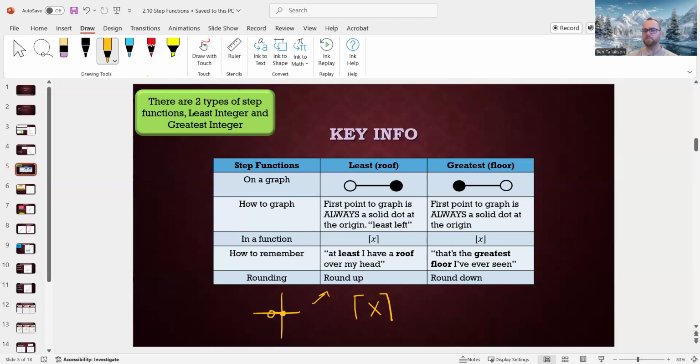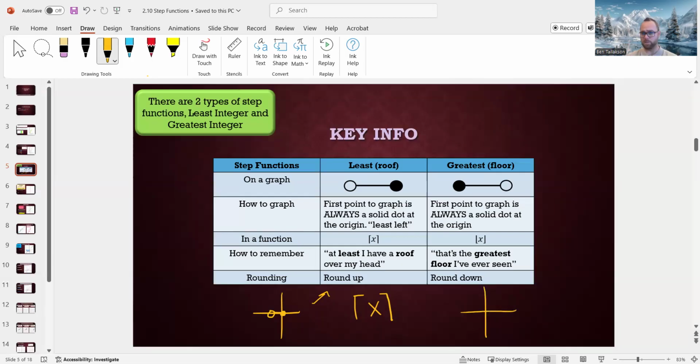Now, greatest is similar, but reverse. Solid dot on the left, open dot on the right, meaning we're rounding down. For example, if you were 16 years old and 9 months, and someone asks you how old you are, are you going to say 17? Are you going to say 16 and 9 months? Probably not. You're most likely going to say 16, which means you're rounding down. That's why you see the solid dot at the lower end.